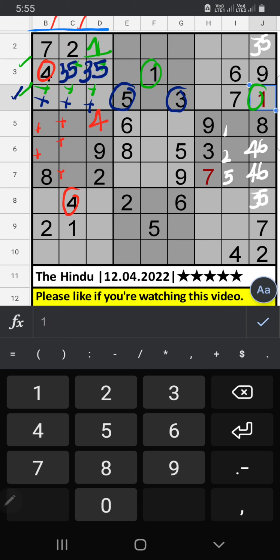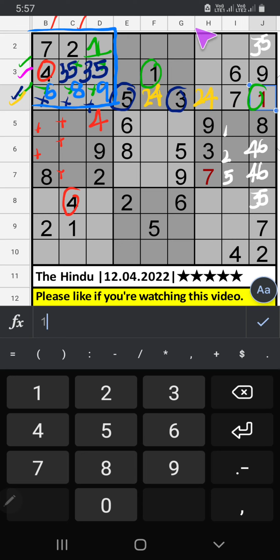First grid, only 3 numbers are remaining, 6, 8, 9. It will come in any one of the cells. We will confirm later. Fourth row, only 2 numbers are remaining, 2 and 4. It will come in any one of the cells. We will confirm later.